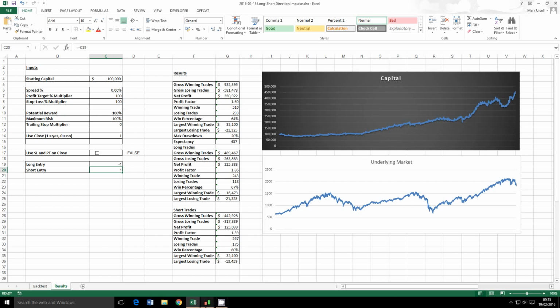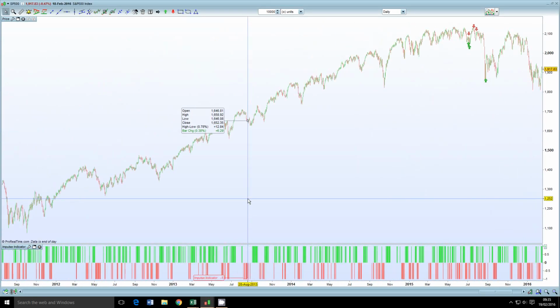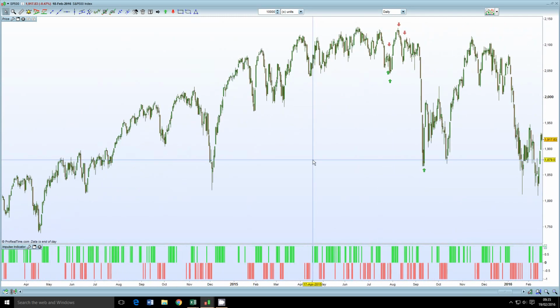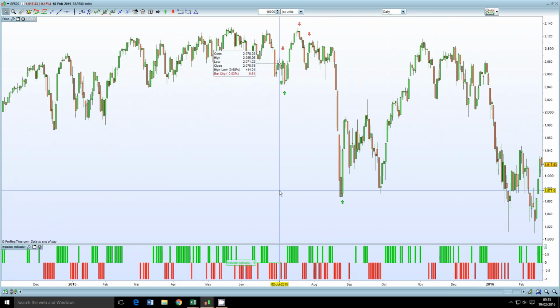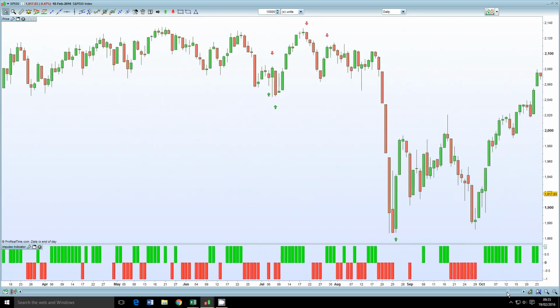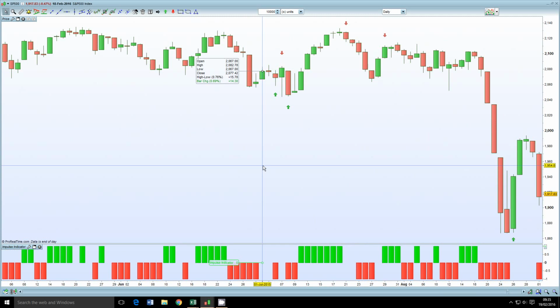Well, let's have a look at some sample trades. Now I'll just zoom out a bit. We've got exactly the same market here, the S&P 500, and I'm going to zoom into some fairly recent trades that occurred during 2015, and we can get an idea of exactly what's going on here. Now I've reversed it, which means, slightly counterintuitively, we're getting long trades when the market's weak and short trades when the market is strong.